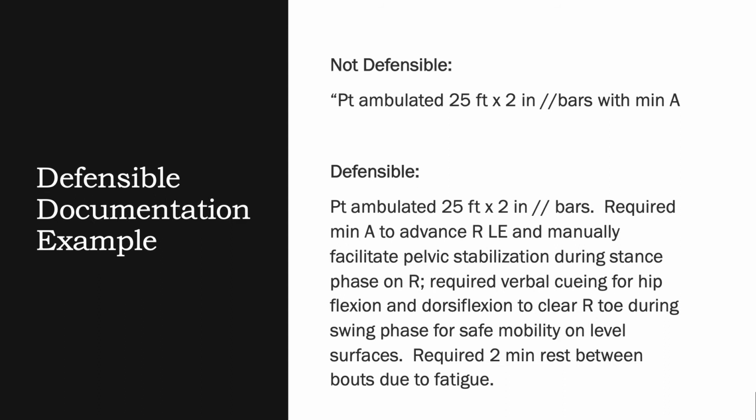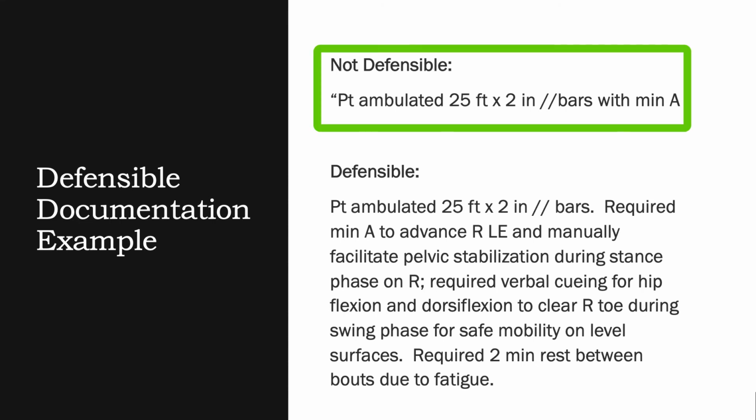Here is a quick example of non-defensible versus defensible documentation for gait training. So the non-defensible note just basically says that they walked in parallel bars with Min Assist. That really doesn't give a lot of information about the skilled service that was provided. In the defensible note, you can see that it does.